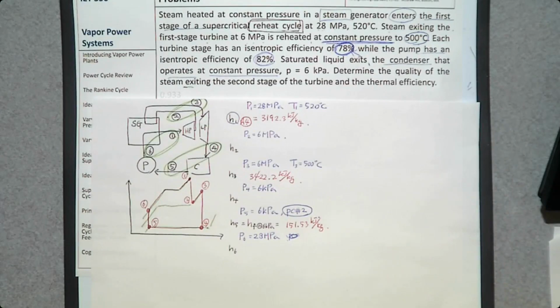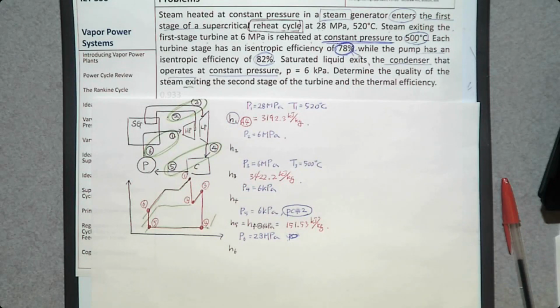Now 3 more, H2, H4, and H6. So how can we find them? Unfortunately, we only know the pressure values at each, P2, P4, P6. So we need another piece of information. So what do we know? The isentropic turbine efficiency is 78%.